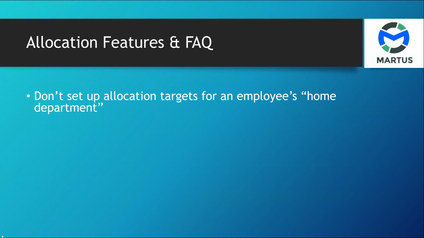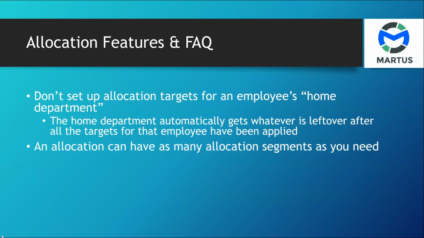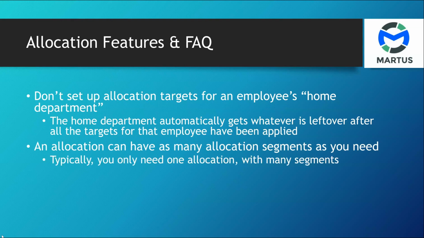Don't set up allocation targets for an employee's home department. The home department will automatically get whatever is left over after all the targets for that employee have been applied. An allocation can have as many allocation segments as you need. Typically, you're only going to need one allocation, and it's going to have many segments in it for all of the employees that you wish to allocate.